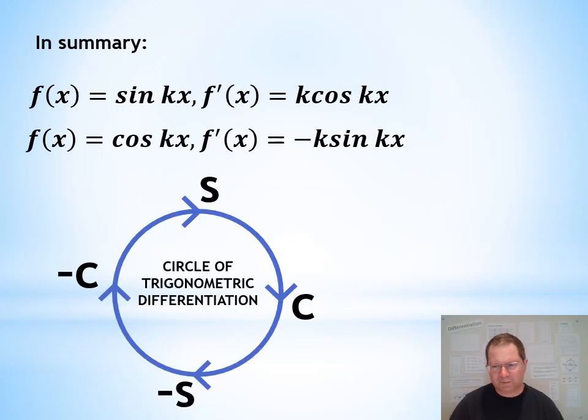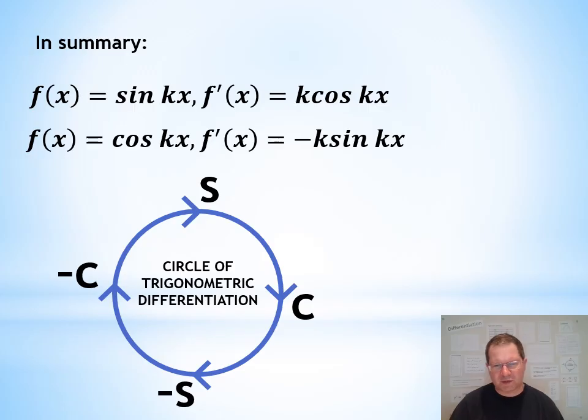So in summary, and bear in mind these apply when k equals 1 as well, for sine x and cos x: if f of x is equal to sine kx, then f dash x is equal to k cos kx, like we saw with our sine 3x giving us 3 cos 3x. And although we haven't had a go at this, if we have f of x equals cos kx, then f dash x will equal minus k sine kx, in the same way that cos x gives us minus sine x.